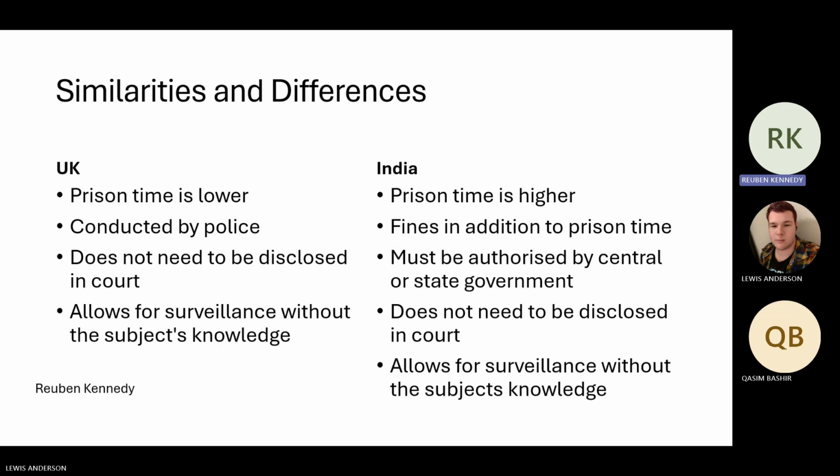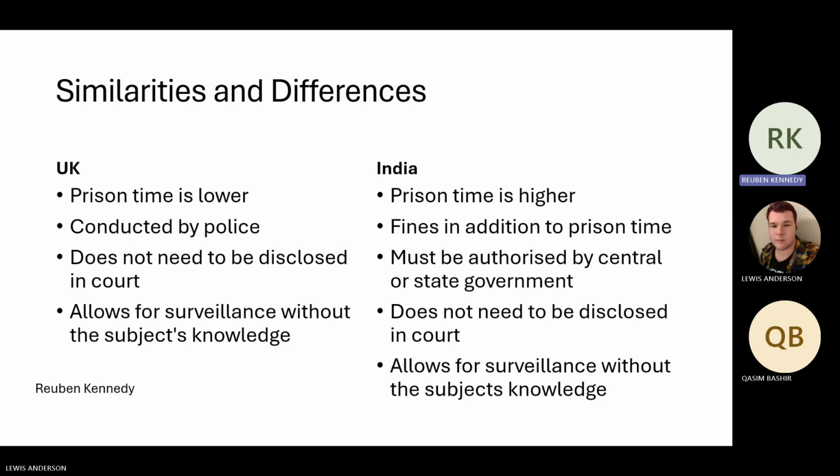So the similarities and differences here: the prison time in the UK is lower, and there are fines in India, and who conducts these are different. So in the UK, Section 49 of RIPA is conducted by the police, whereas in India it must be authorized by central or state government. Both, however, do not need to be disclosed in court, and both allow for covert surveillance.